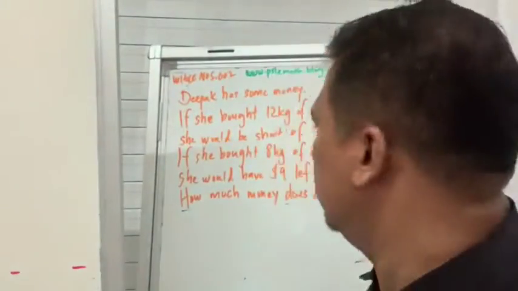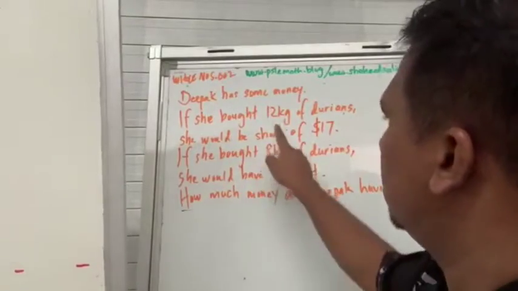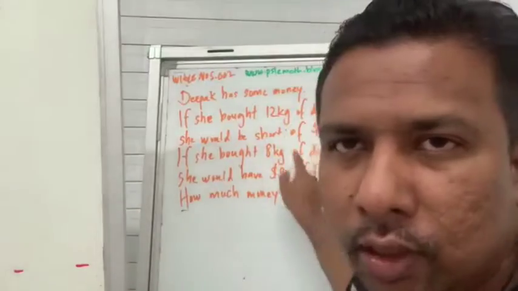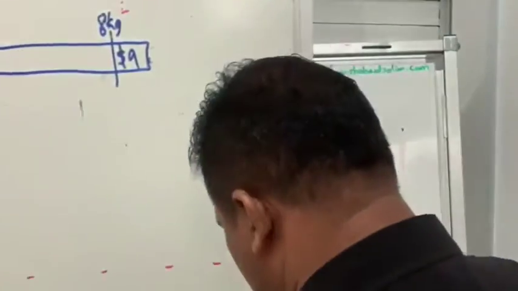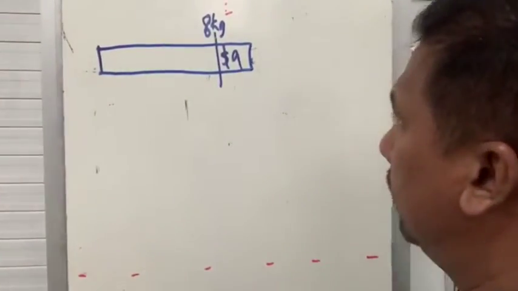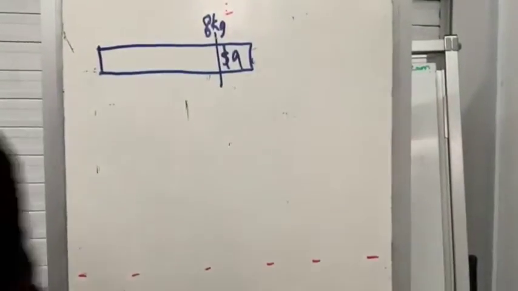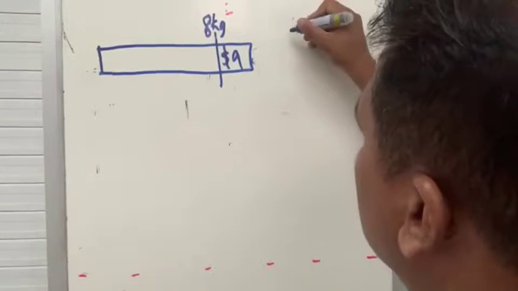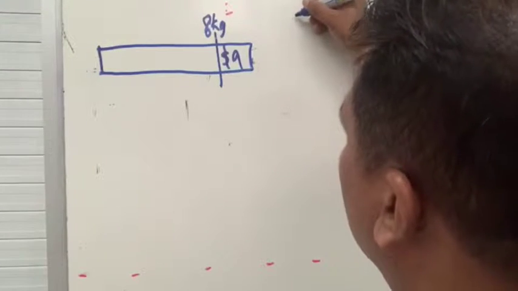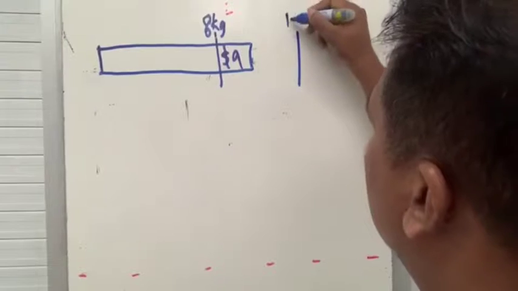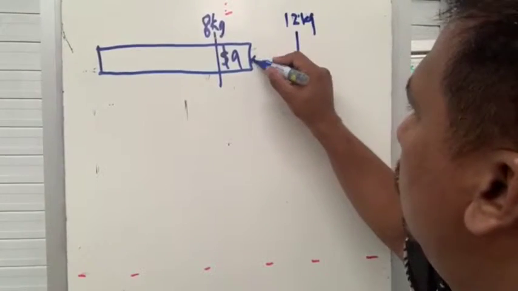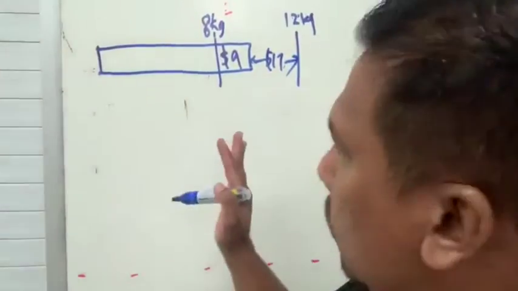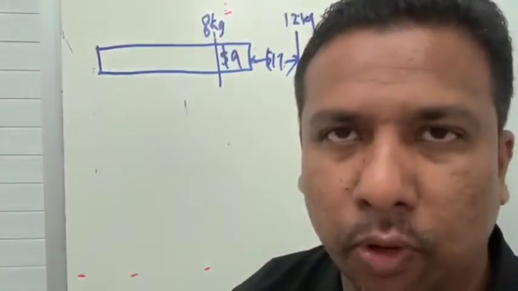Let's read the question again. So the question says, if she bought 12 kg, she would be short of $17. So let's indicate that in the drawing, right? Now, this is 8 kg. She would have $9 extra. So let's say 12 kg is roughly around there. Okay? This is 12 kg, and she'll be short of $17. Okay, once you get your model to this stage, you can solve the problem, alright?